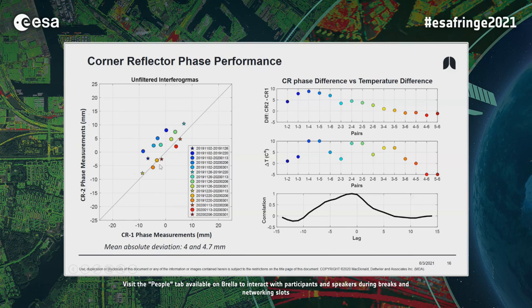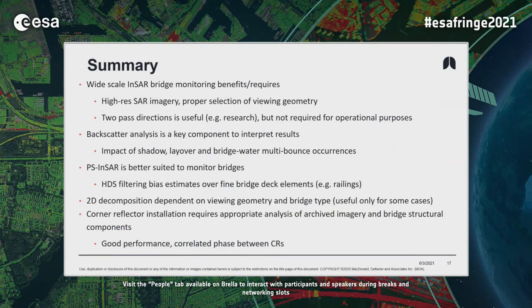What is worth noting is that the warm colors follow very nicely along the one-to-one line, but the polar colors are a little bit shifted toward this side. So we further inspected these. We computed the difference between the phase of corner reflector 2 and corner reflector 1, for all the pairs. We did the same thing with ambient temperatures, and we can observe there's a strong correlation to these variations in temperature. So in summary, wide-scale InSAR bridge monitoring requires using high-resolution SAR imagery.